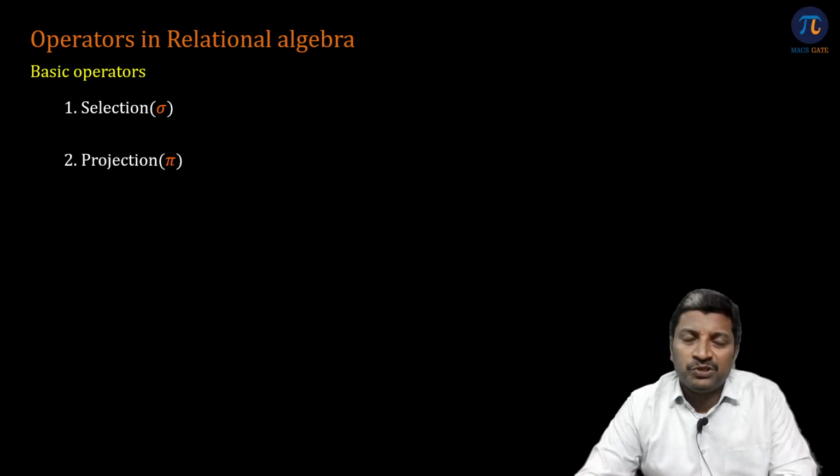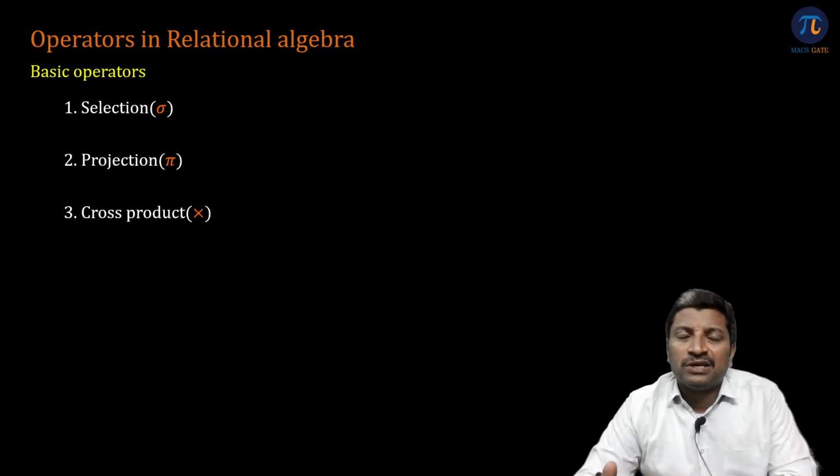The next one is projection, which is used to filter some columns. Suppose a relation has 100 columns and I want to know only 3 to 4 columns. Then we use the projection operator. The next one is cross product. In general, the cross product is used to combine two or more relations.